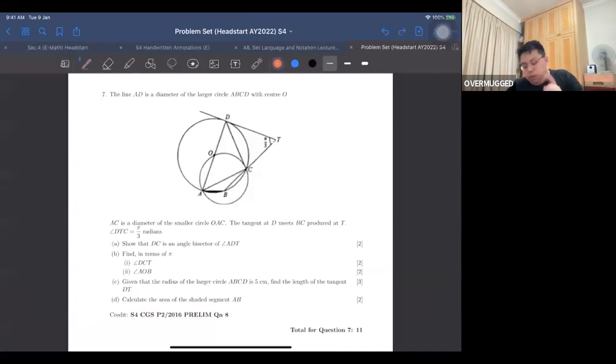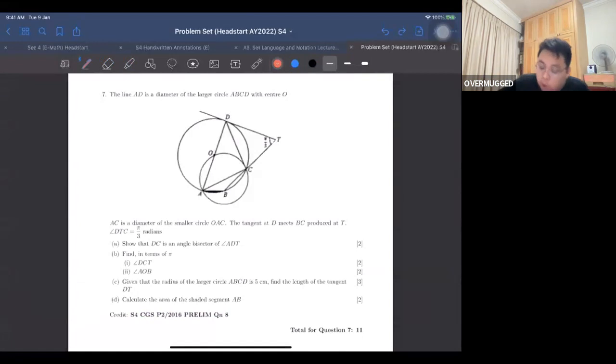Now, this question is pretty tough, so that's why I decided to look at it. So let's go with this question. Let me pull out my solutions. Okay, let's go. So the line AD is a diameter of the largest circle ABCD with center O.